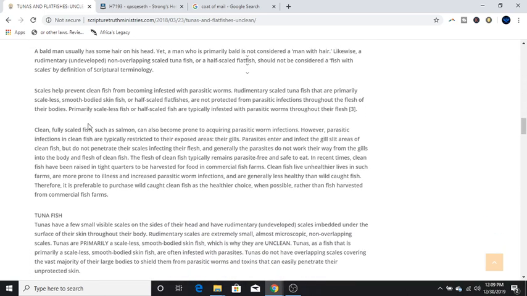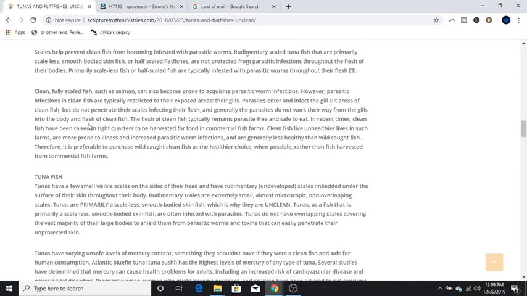A bald man usually has some hair on his head, yet a man who is primarily bald is not considered a man with hair. Likewise, a rudimentary, undeveloped, non-overlapping scaled tuna fish or half-scaled flatfish should not be considered a fish with scales by definition of scriptural terminology. Scales help prevent clean fish from becoming infested with parasitic worms. Rudimentary scaled fish that are primarily scaleless, smooth-bodied skin fish or half-scaled flatfishes are not protected from parasitic infections throughout the flesh of their bodies. Primarily scaleless fish or half-scale fish are typically infested with parasitic worms throughout their flesh.